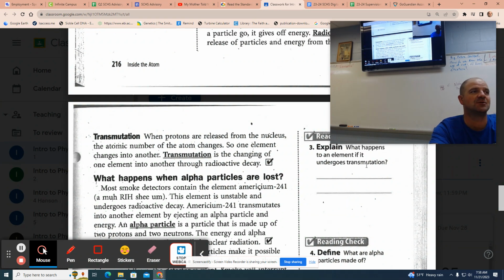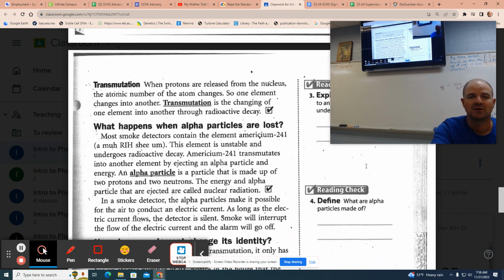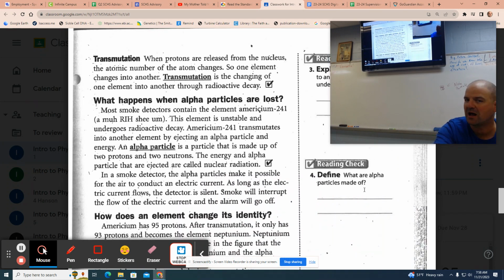It completely changes into another element. Very good. Number 4, define what are alpha particles made of. We just put in our notes. You've got 2 and 2.